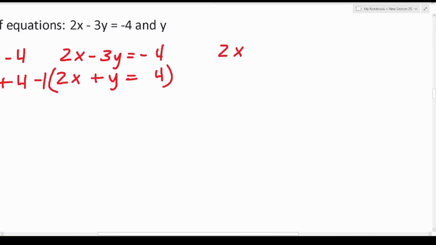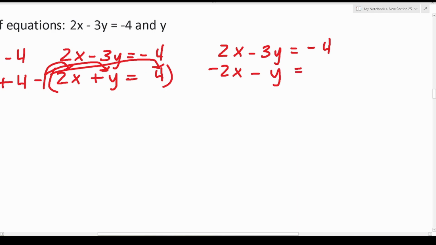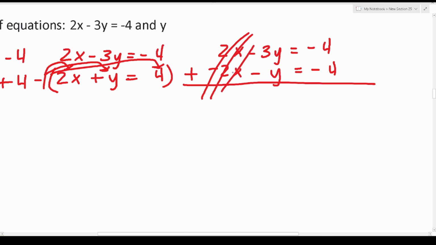Again, I'm just going to copy down this top equation. We have 2x minus 3y equals -4. Let's take this -1 and distribute it here, here, and here. Again, -1 times 2x is -2x. -1 times positive y is -y. -1 times positive 4 is going to be -4. Now that we've distributed that, we can add these two equations. -2x minus 2x, this is eliminated, hence the name elimination method. Now we have -3y minus 3y, that's -4y equals -4 plus -4, that's -8.